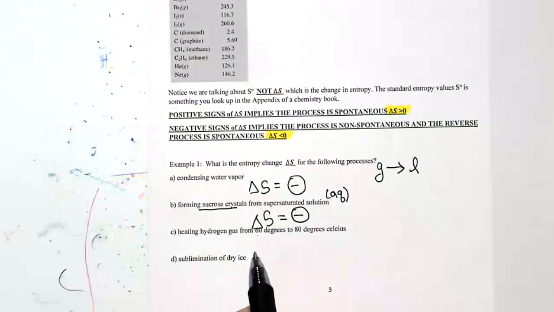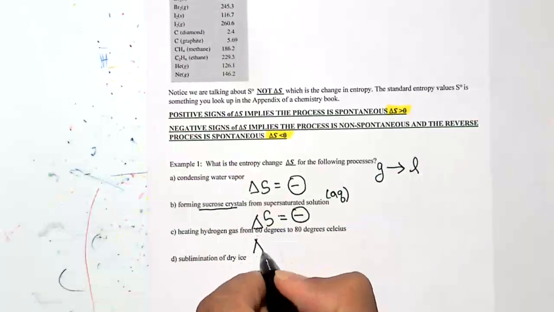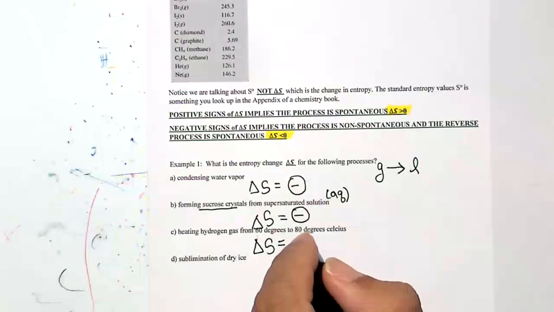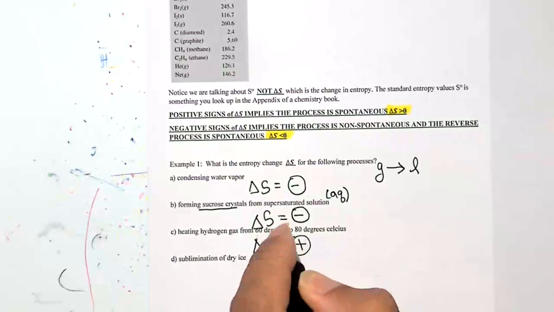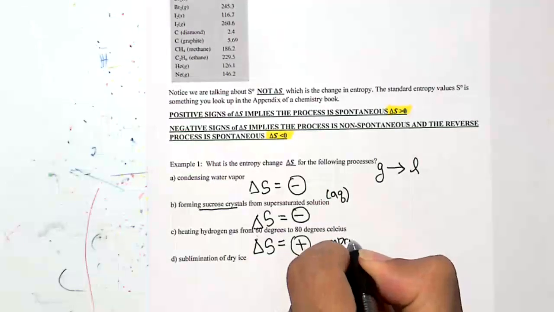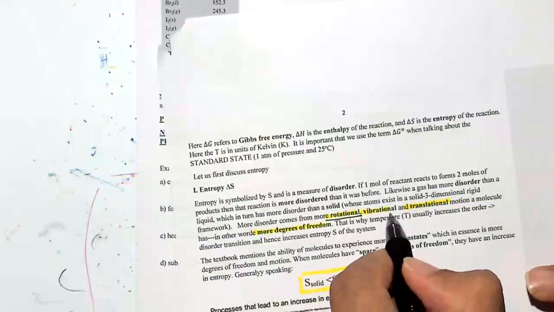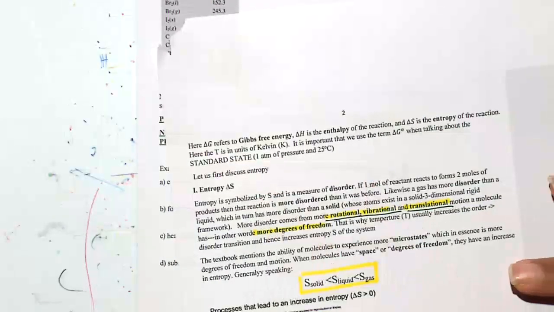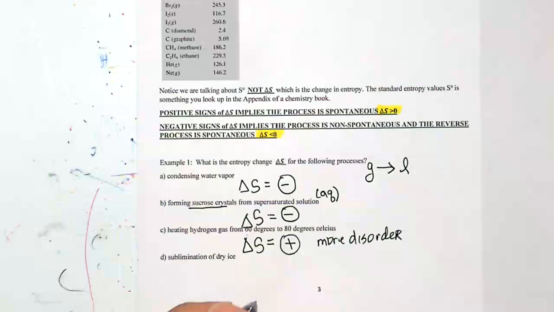All right, heating hydrogen gas from 60 degrees to 80 degrees. What happens when you increase the temperature? More order or more disorder? If you increase the temperature, more disorder. Remember, as you increase the temperature, you're going to get more rotational motion, more vibrational motion, more translational motion, more collisions. All of this is associated with disorder. So heating something will increase the entropy.